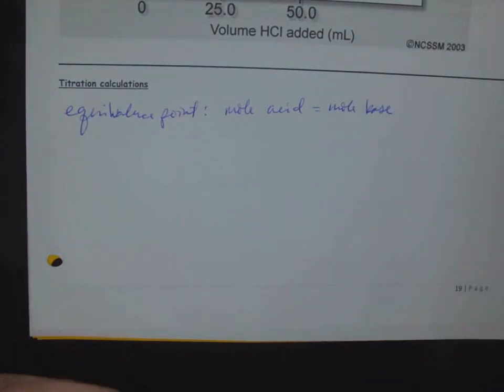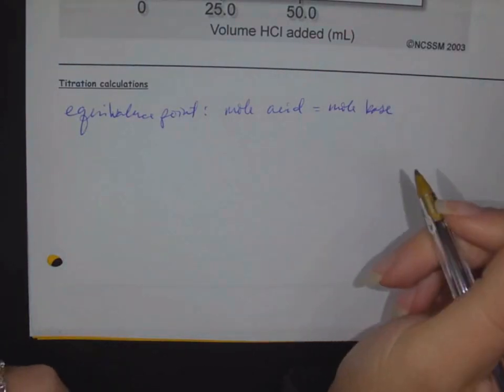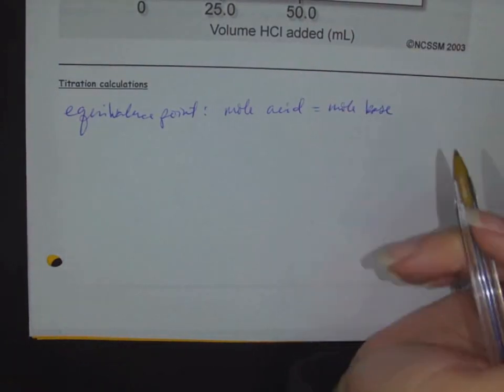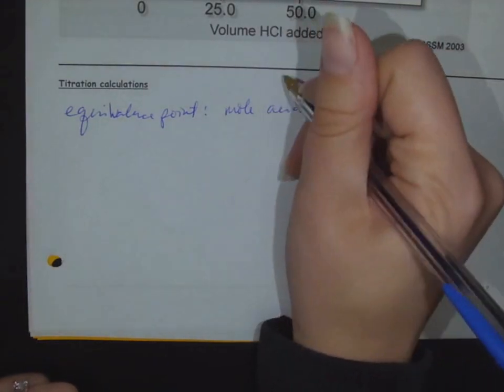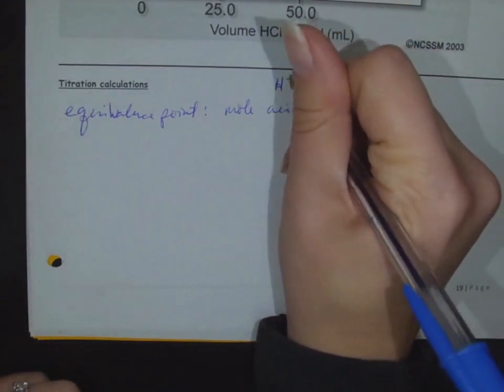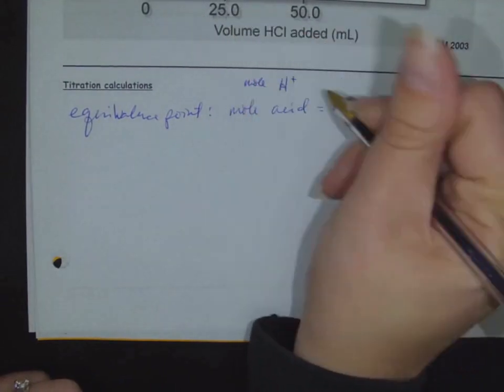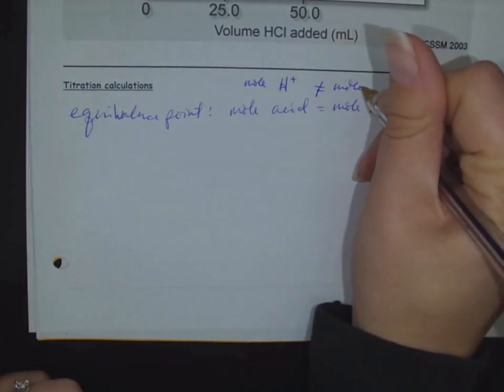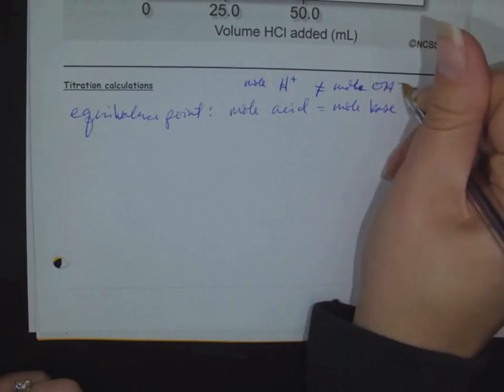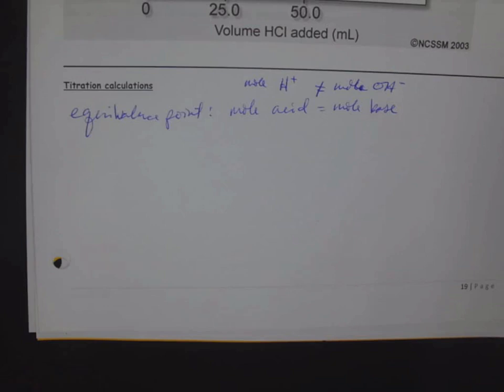Okay, now one important distinction here, if it was a strong acid and a strong base, then this statement would be true, but it's not always a strong acid and a strong base. That does not always mean that the moles of H plus equals the moles of OH minus. That's not necessarily true. It means the moles of the acid equals the moles of the base.